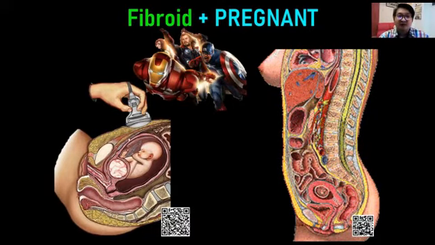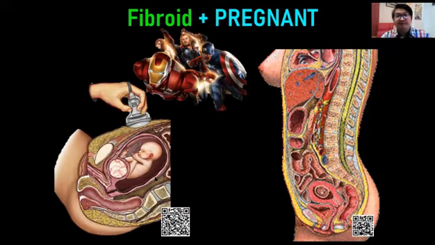If the fibroid is higher up, on top of the womb, then the baby can deliver normally. Some people worry that, oh, I have a fibroid, I have a baby, will the baby be cramped with no place to grow? Actually, the cramping of the baby is quite rare.